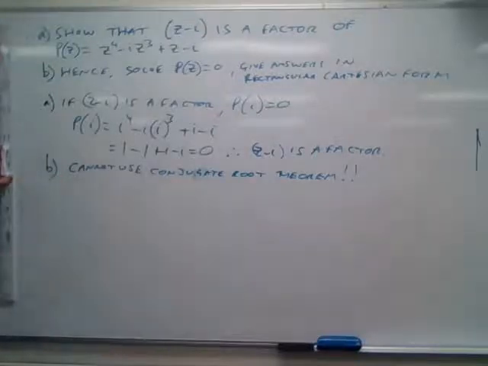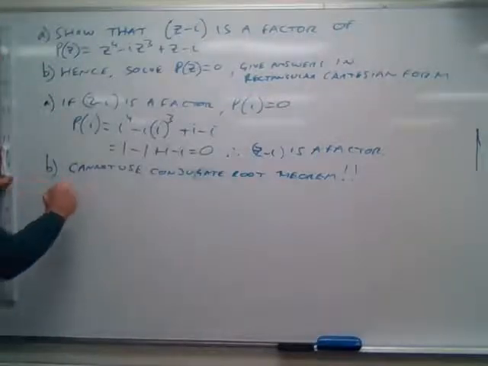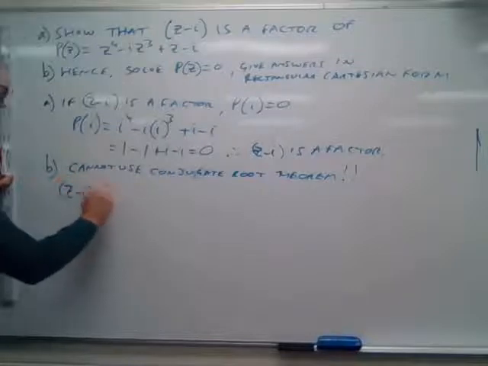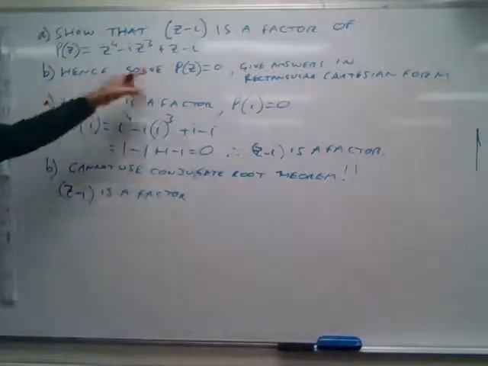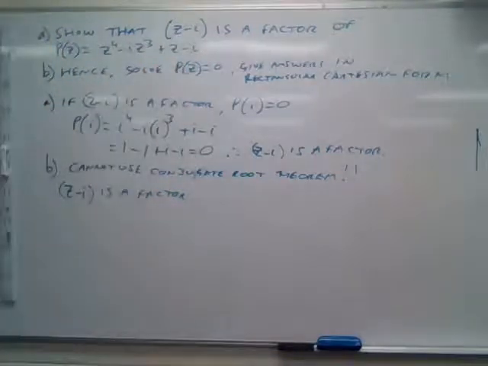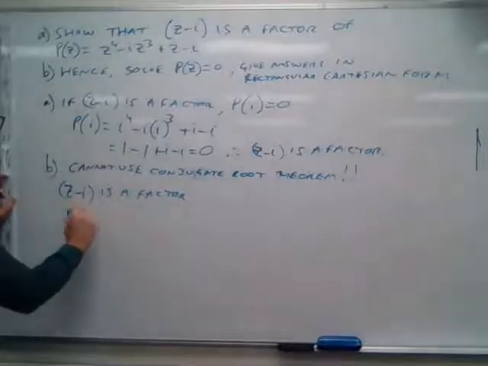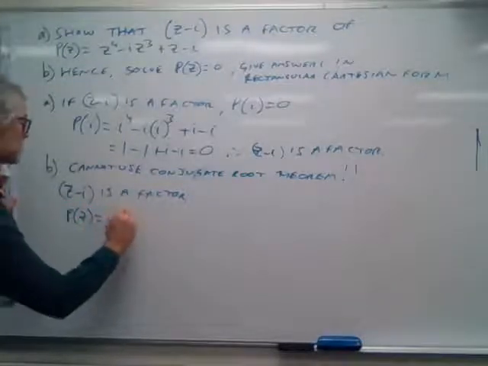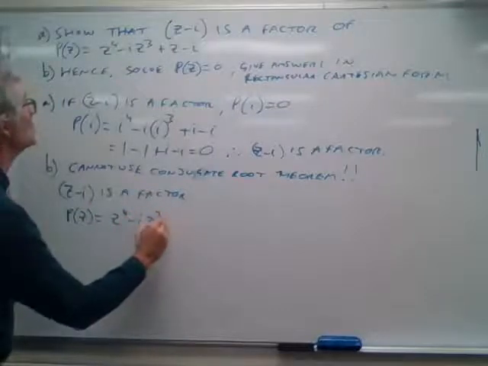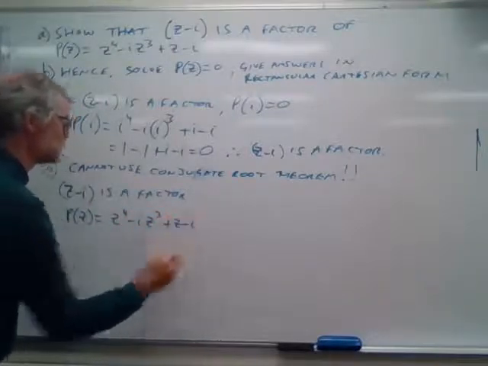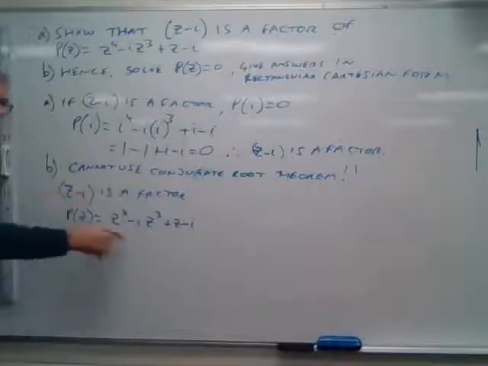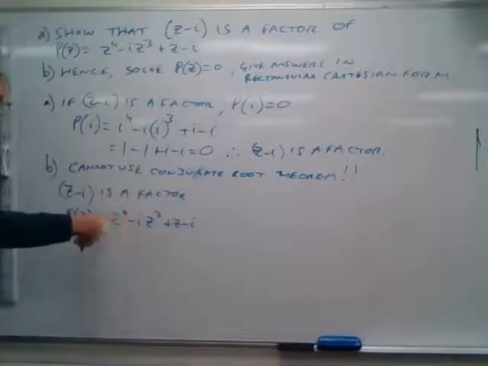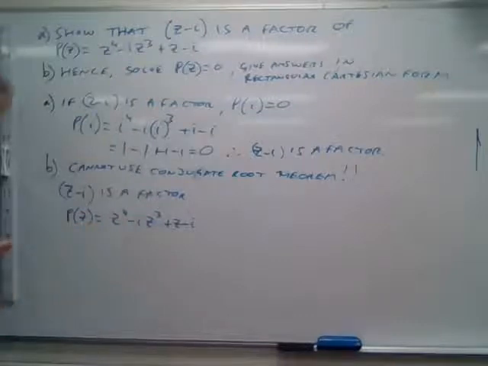First method. We have Z minus I is a factor. So if we can find the other factors, put it equal to 0, we can find the roots easy enough. We've got P of Z is equal to Z to the 4 minus I Z cubed plus Z minus I. Now, you could do it two ways. So that's a factor. Well, we can divide that into that, do long division, and find out what the other factors are. That's one way of doing it.